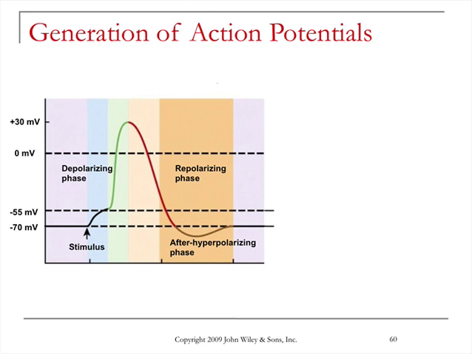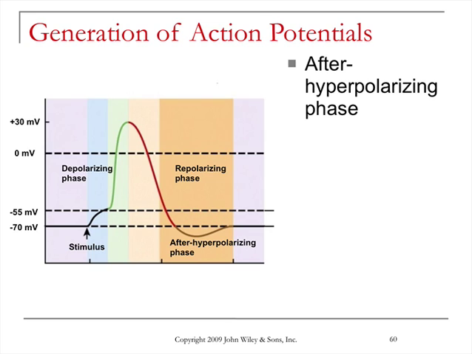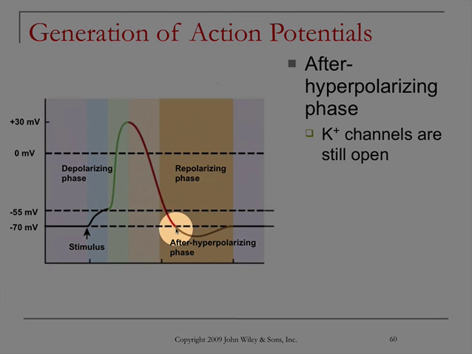The last phase that's found in many action potentials is called the after hyperpolarizing phase. During the after hyperpolarizing phase, those voltage-gated potassium channels are still open. Remember, potassium ions are flowing out, making the inside less and less positive, or in other words, more and more negative. These potassium channels are still open, and the inside of the membrane is becoming even more and more negative beyond the resting membrane potential.